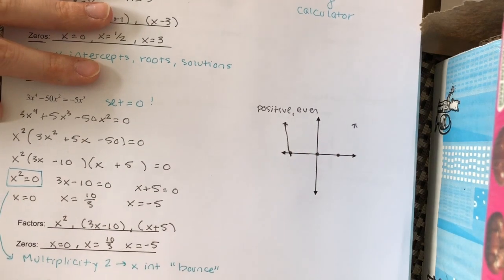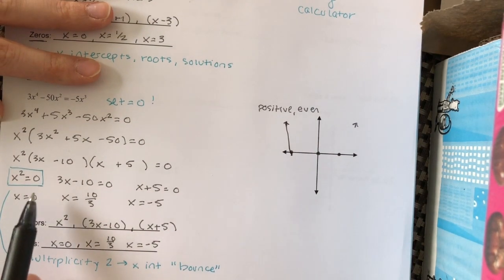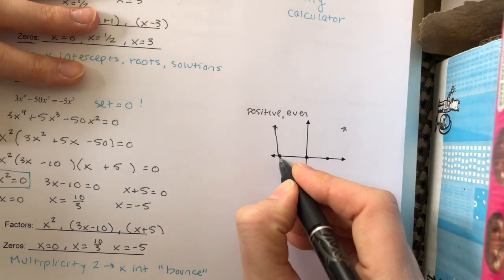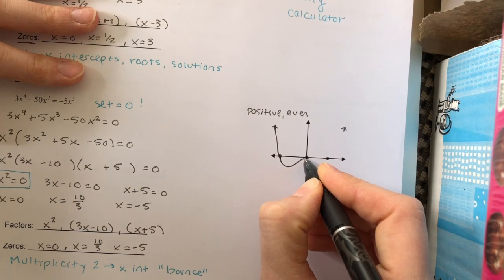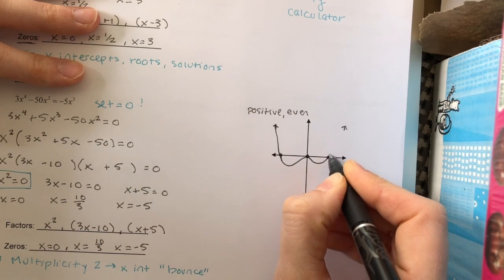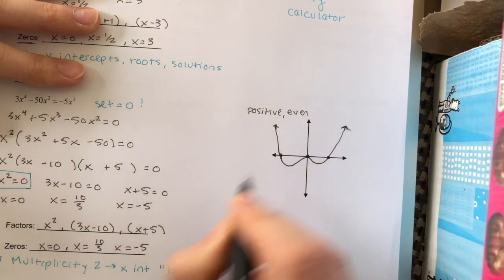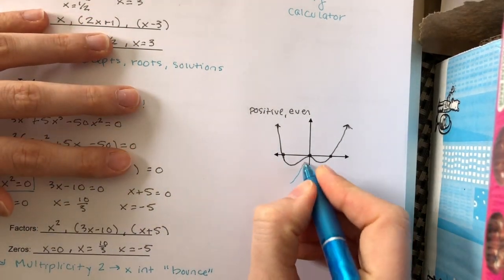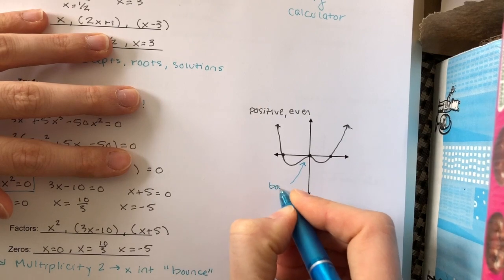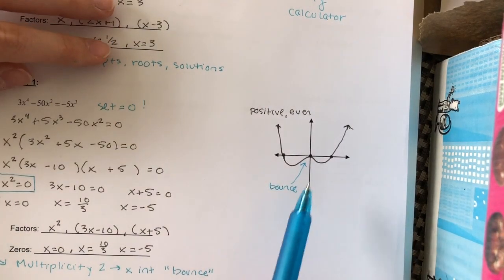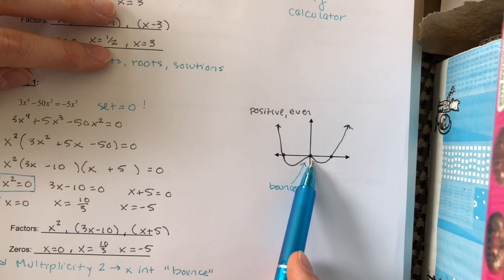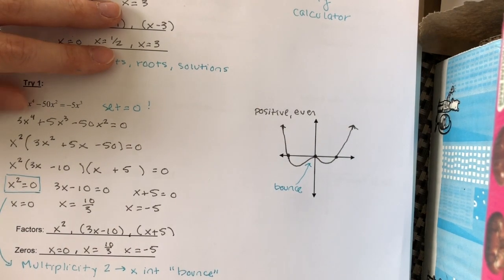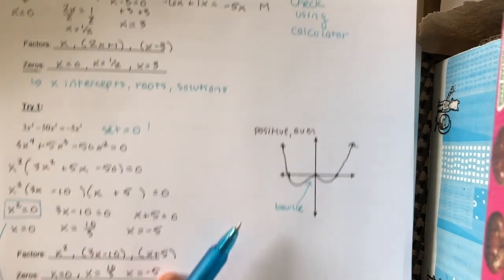Now, remember how I said multiplicity 2? This x-intercept has to bounce at x equals 0. So when I come around this way, it's got to bounce off and then come back up this way. This is right here in the middle. This is the bounce. And you can kind of think of that as a little mini quadratic. See how it kind of curves down like that? Little mini quadratic, which has the same power as x squared.